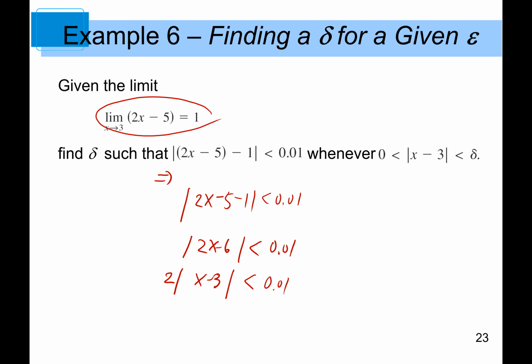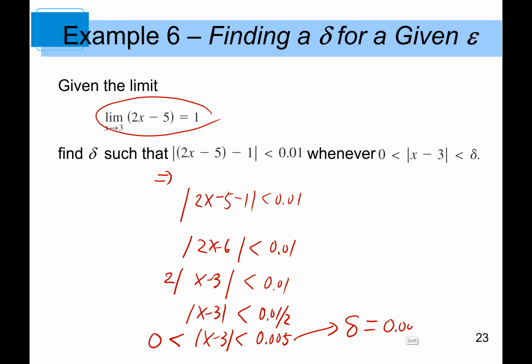So now divide both sides of the inequality by 2. Get absolute value of x minus 3 is less than 0.01 divided by 2. So as you can see, 0.005. So this absolute value definitely is greater than 0, less than 0.005. And this is actually the delta we're looking at, right? So delta equals 0.005. So this is the algebraic way of finding the answer.